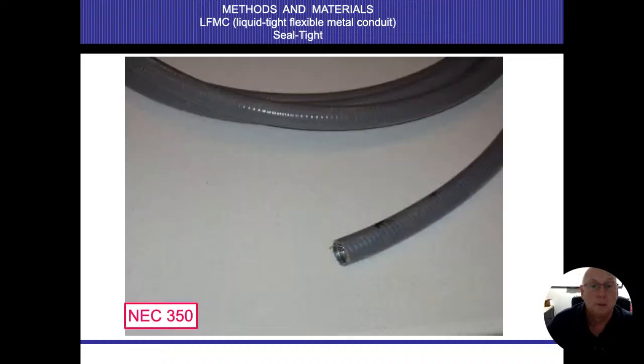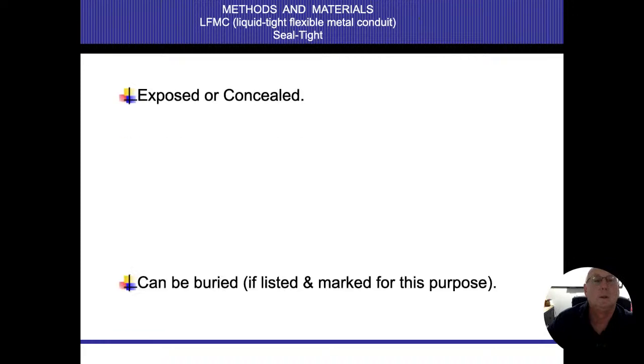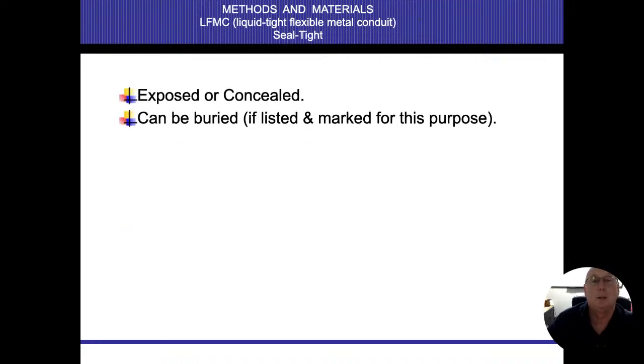Now realize that the seal tight also comes without that metal conduit. All right. And so what I tend to do is squeeze it. If I can pinch it, then there is no ground wire coming in there. There is no protection of my wires to it. All right. So I definitely need a ground wire coming into it. And that's not acceptable for our outdoor situations. All right. It can be buried if it's marked and listed for this.